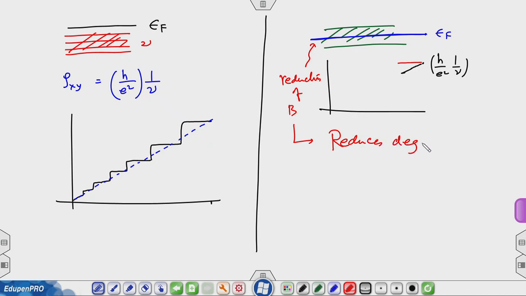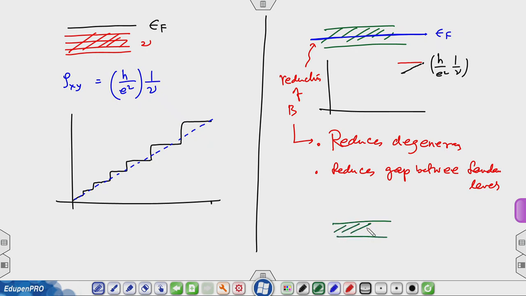Reduces degeneracy, number 1, reduces gap between Landau levels. So, what should happen is, if I make these two Landau levels extended, as you reduce the magnetic field, the Landau level would shift, then make a jump and then shift. So, the process should be continuous.